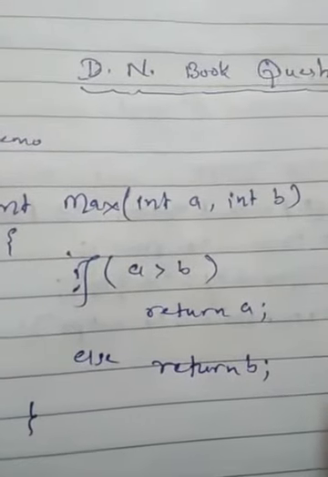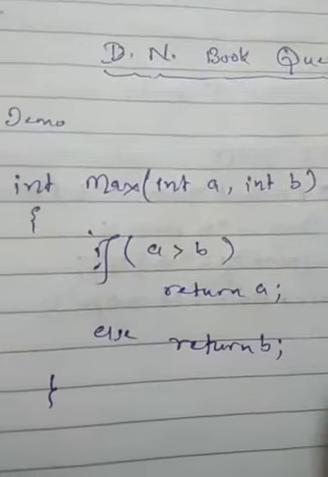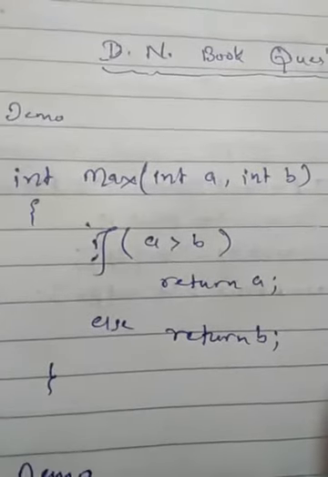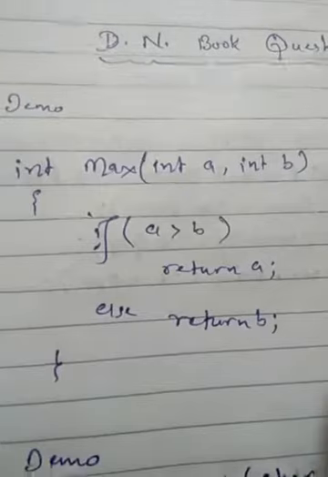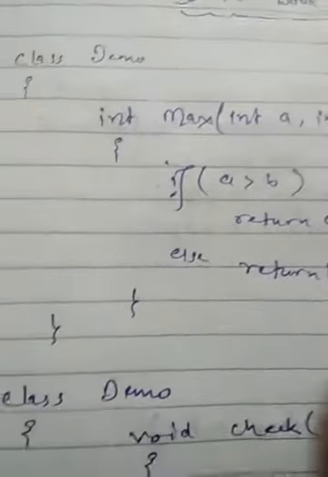We can take any other variable also. So if a is greater than b, then we will return the value of a, otherwise we will return the value of b.